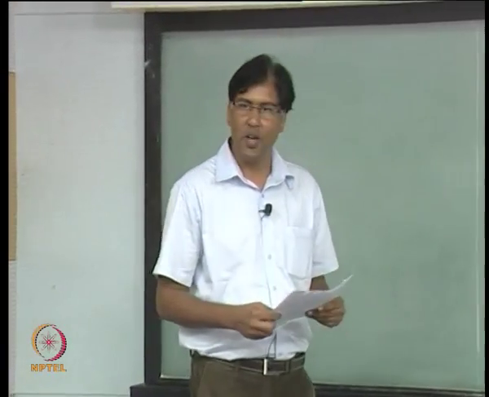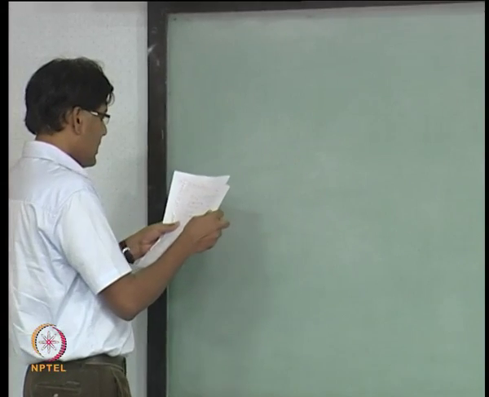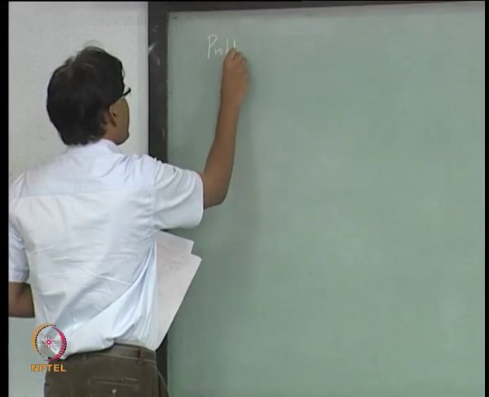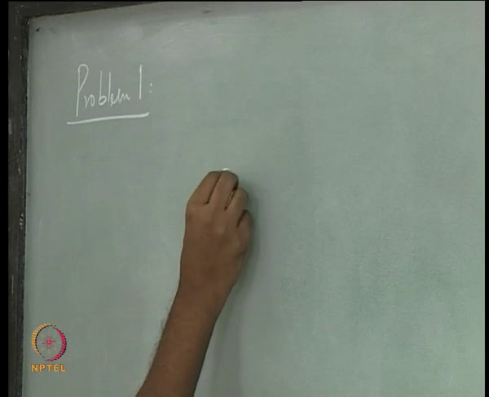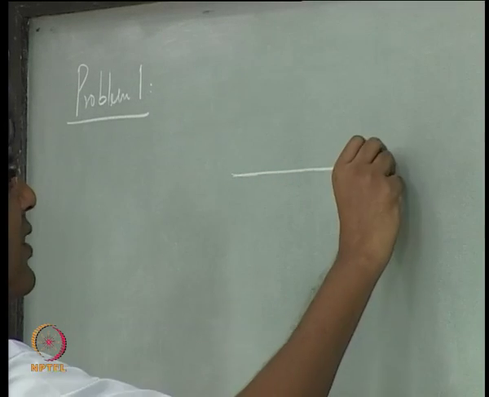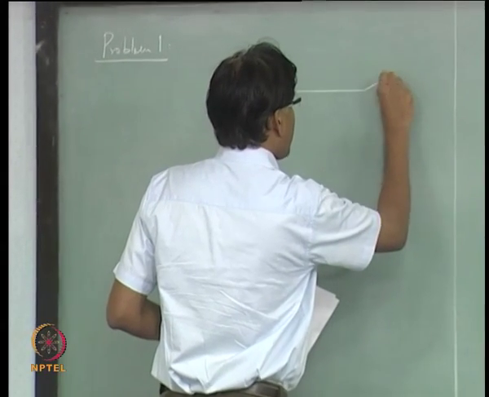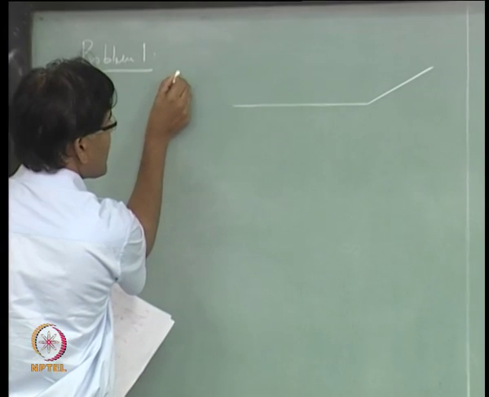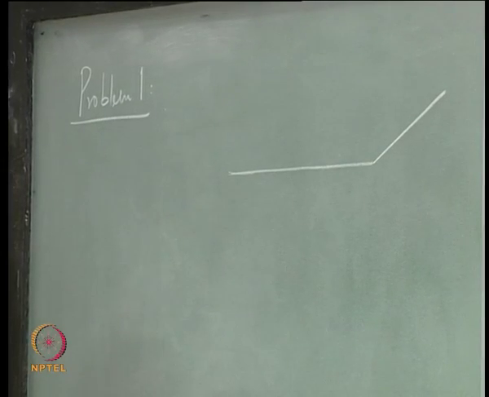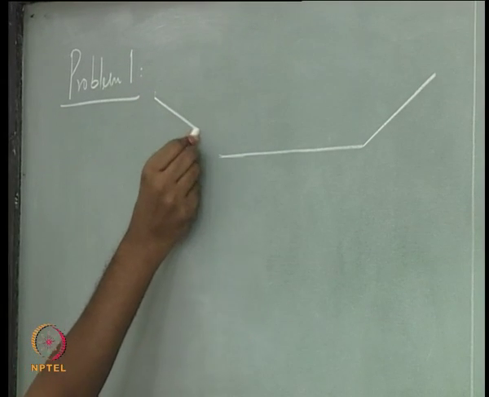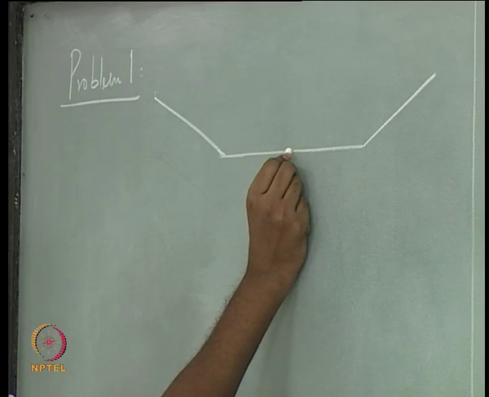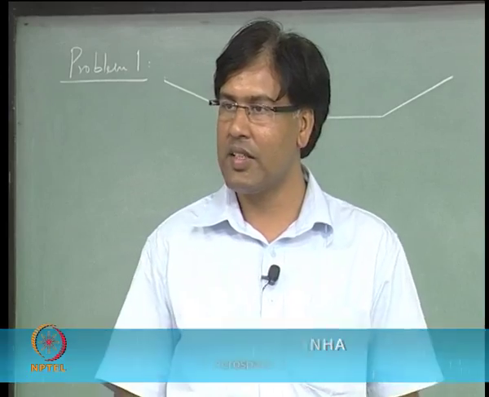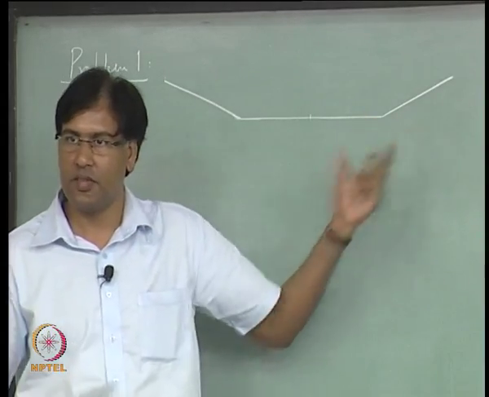So yesterday I said that we'll do some problems, right? So let's try to look at some problems. Okay, so we have a straight wing, but having dihedral only for this part.